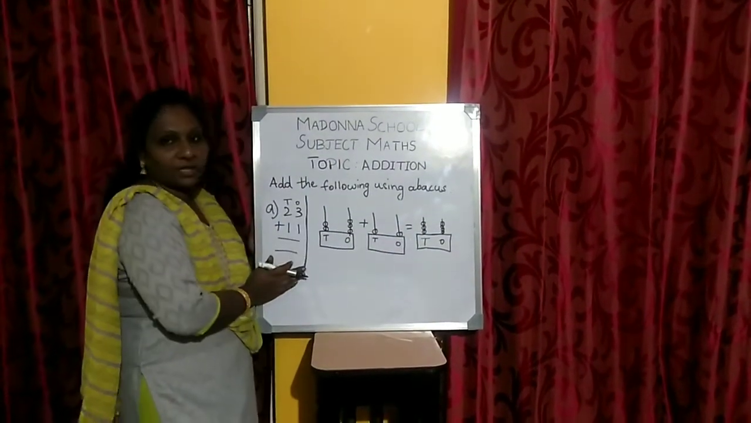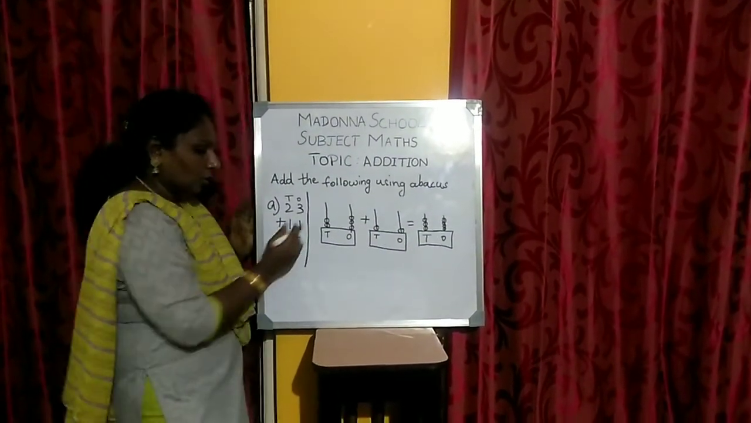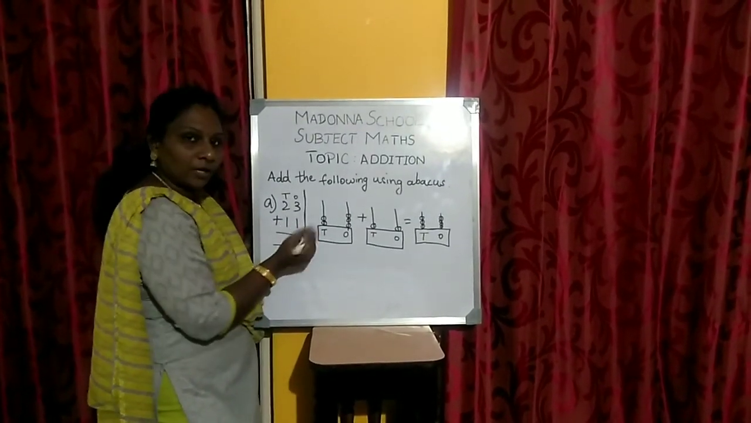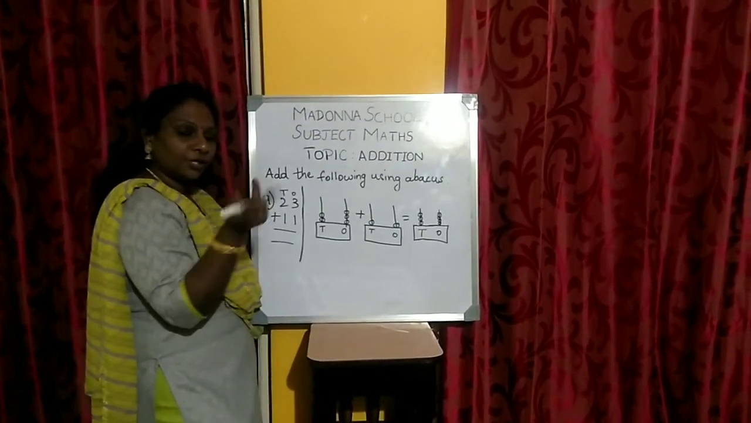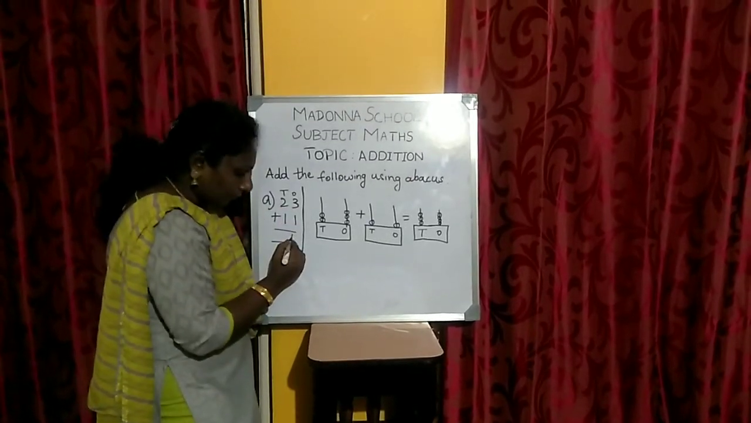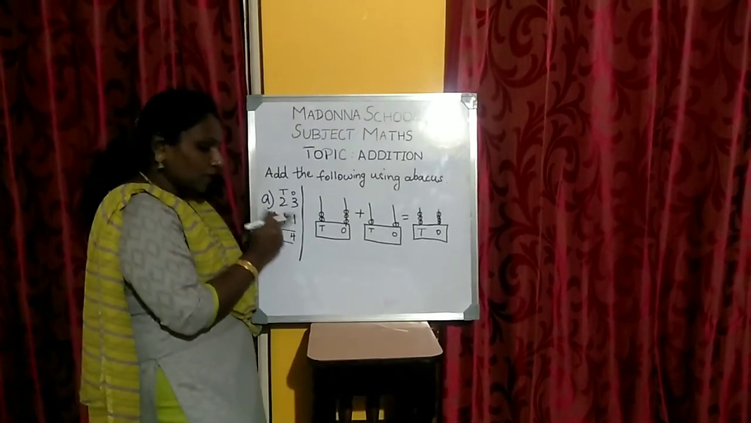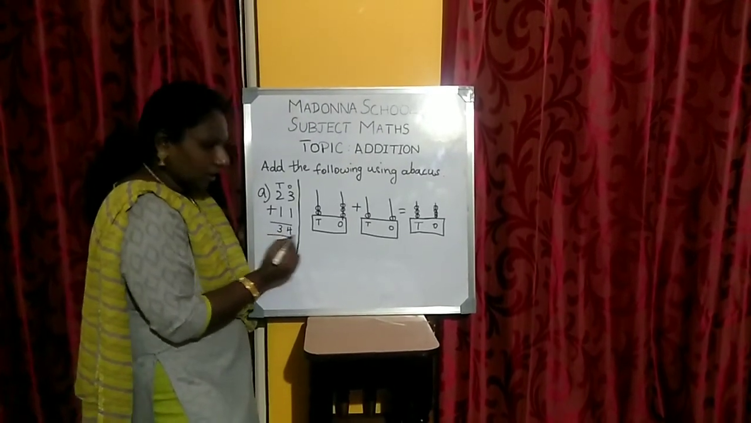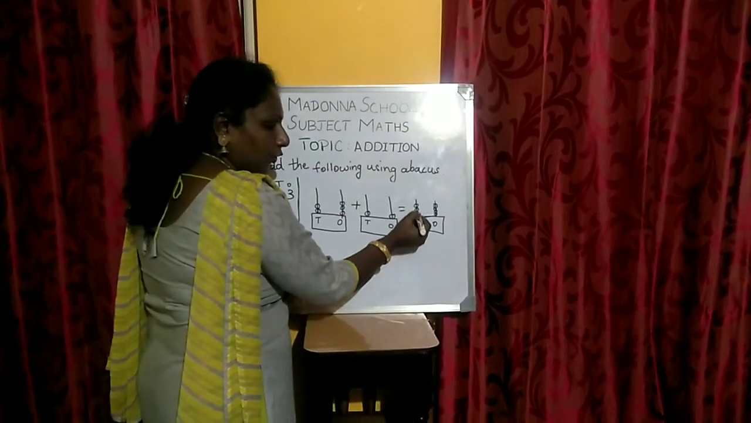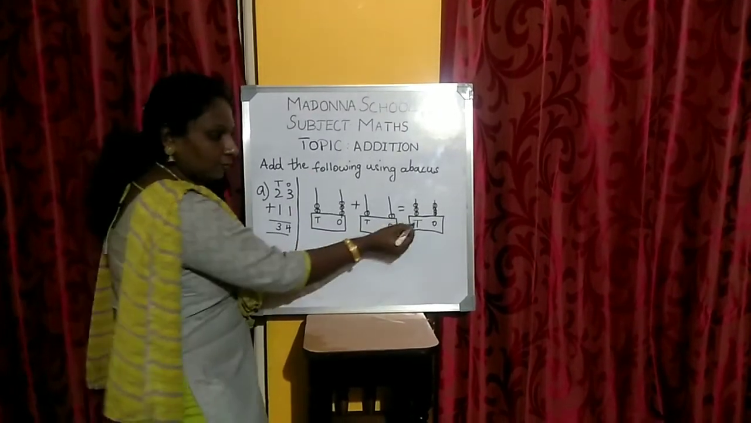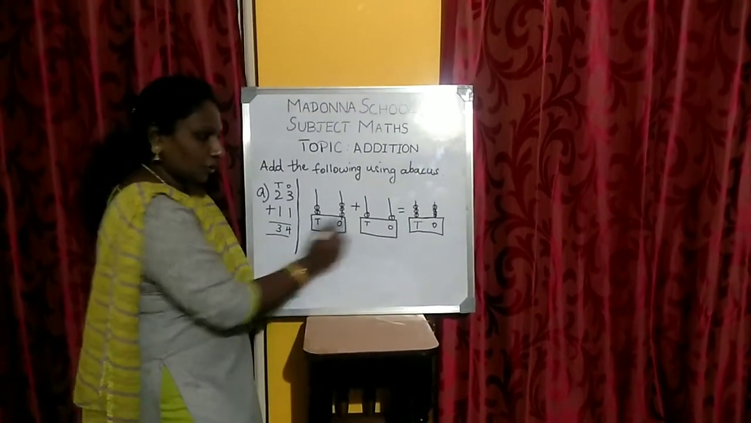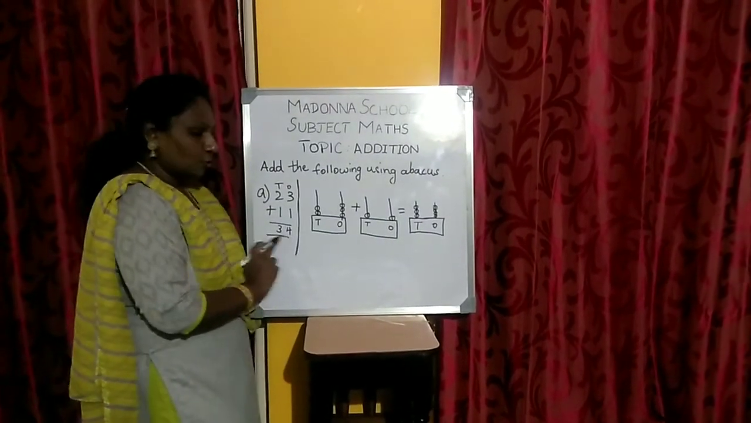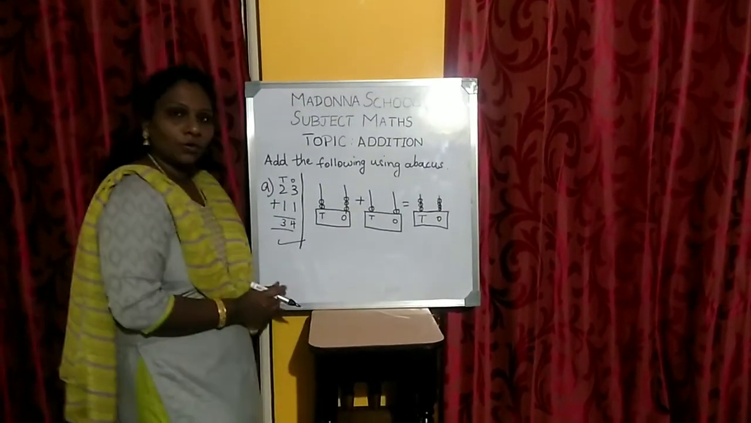Now we will check whether the answer is correct or not. So 3 plus 1 equals how much, children? Keep 3 in your mind, show 1 on your finger. After 3, 4. So 3 plus 1 equals 4. Same way, 2 plus 1 equals 3. So the answer is 34. So how many beads are here? 1, 2, 3. In tens place you have 3 beads. So it is correct. In ones place you have 4 beads. So it is correct. Okay.